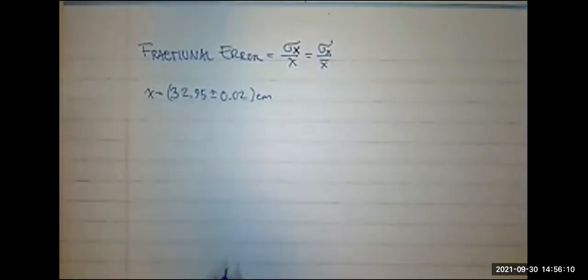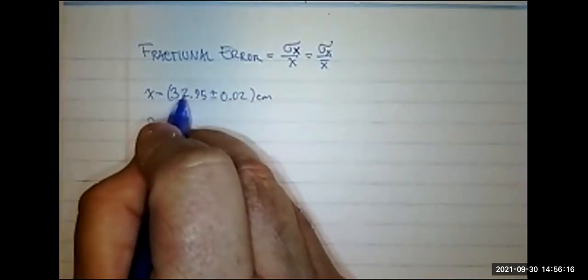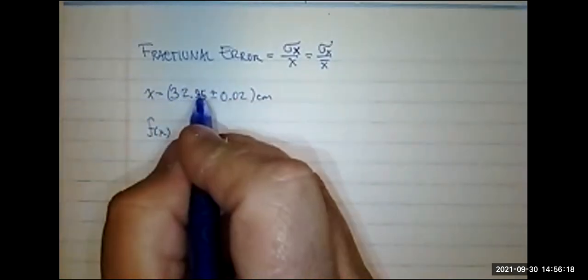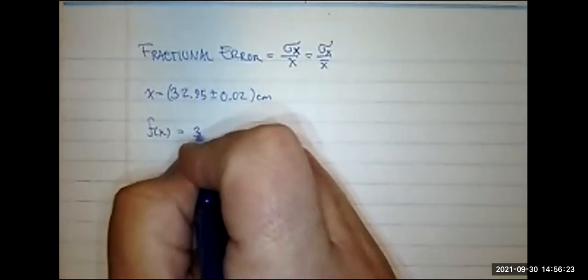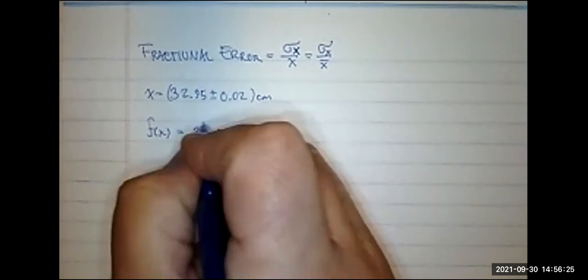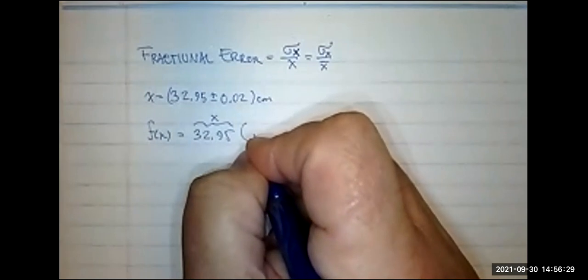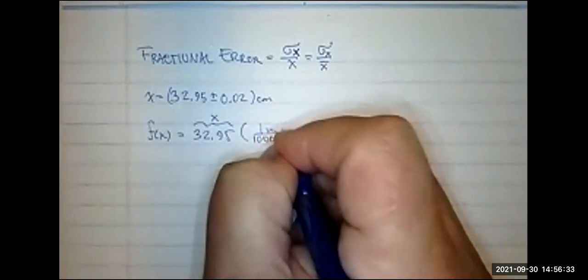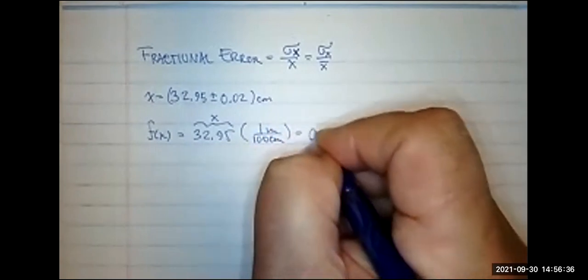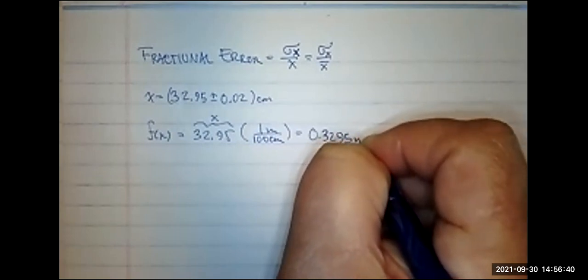So let's say that f of x is really just the process of you converting this to meters, because you're going to use it later to find the cubic meters of something. Well, then what you're going to do is you're going to take x, which is 32.95, and you're going to multiply it by 1 meter in the top over 100 centimeters in the bottom, and you're going to get 0.3295 meters.